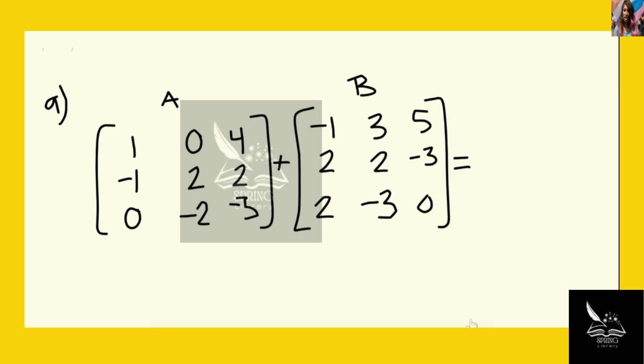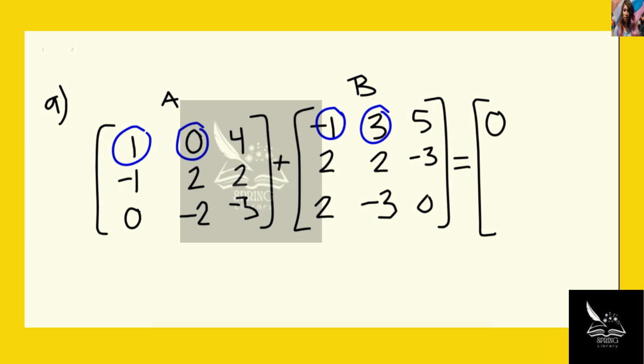So we're going to take the first element, first row, first column, and add that to the first row, first column. That's going to give us a 0. Okay, and then we repeat the process. So then we'll take 0 plus 3. Well, that's going to give us 3. Right, and we take 4 plus 5, and that'll give us 9 here.